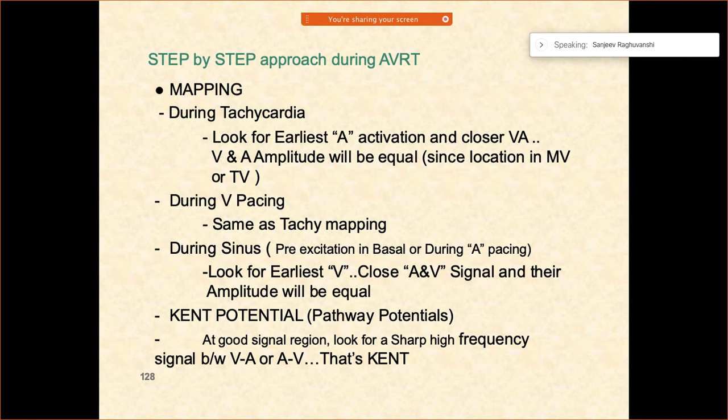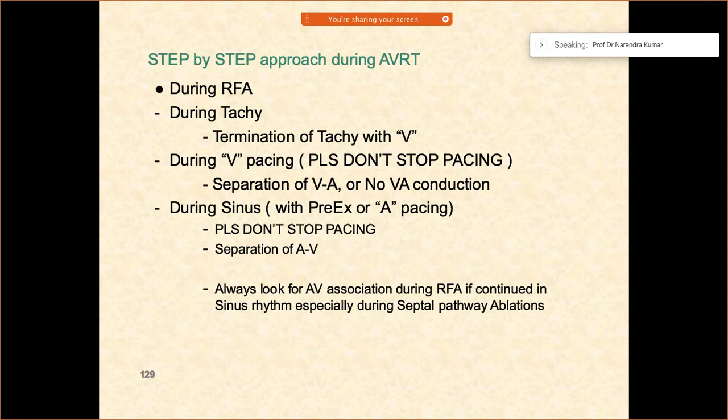And keep on looking for wherever the A and V signals are together, so the amplitude is going to be similar. And yes, if you can notice a Kent potential, which is the pathway potential between two good signals like A and V or V and A, there will be a very sharp deflection. That is what is called the accessory pathway potential.